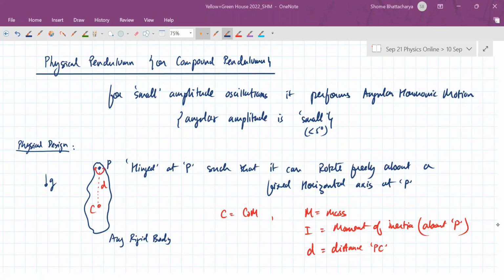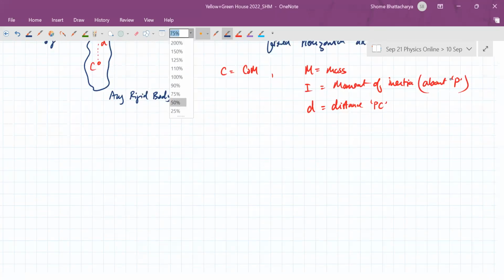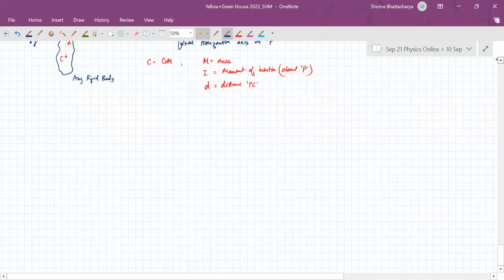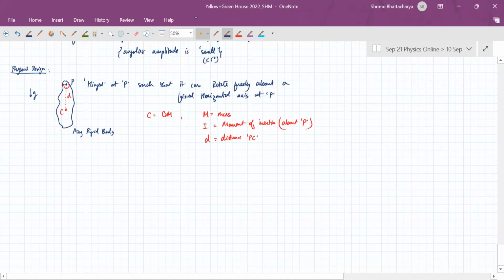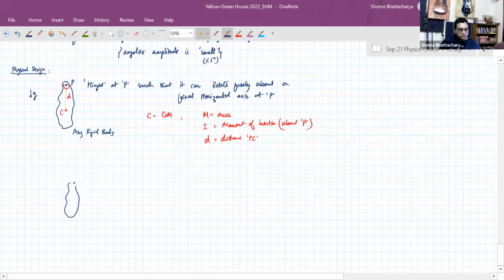Okay, so now I'll take 5 minutes more to complete this portion. So very simple derivation it is. You can see that when your center of mass is directly below the point P, the torque is zero because mg's line of action is passing through P. So torque is zero, so this is the mean position.